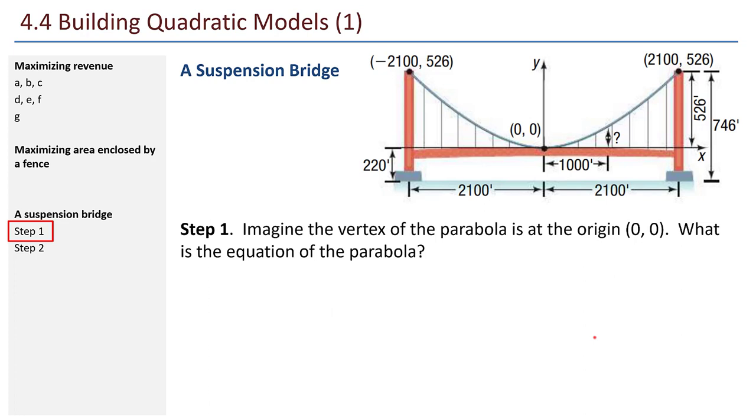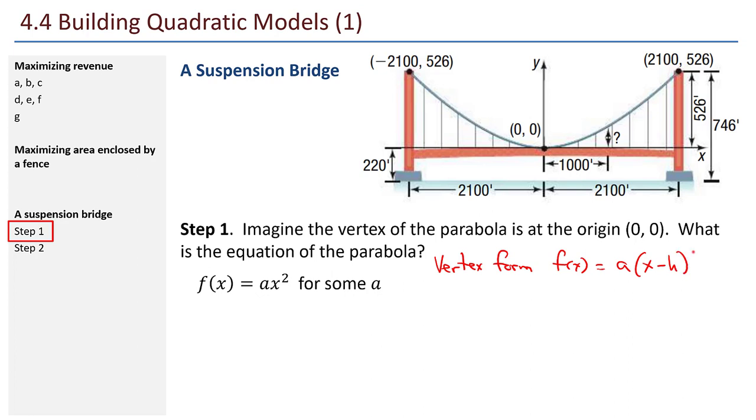So, step 1. Imagine the vertex of the parabola is at the origin, 0, 0. What is the equation of the parabola? Well, what does a quadratic function look like in general, or the equation for a parabola? Well, I can say that f of x equals ax squared for some a. Do you remember, this is actually the vertex form of the parabola. So vertex form said that my quadratic function, f of x, has the form a times (x minus h) squared plus k, where the vertex is at coordinates (h, k). Well, of course, in this case, my vertex is 0, 0, and so this just collapses into a times x squared. Okay, so I know the general form of the parabola, ax squared.